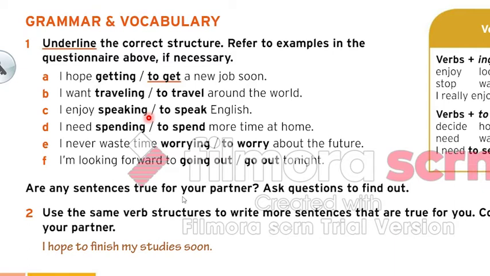All right? If you finish, let's check the answers. In letter B, it says I want. When we use the verb want, is the next verb in ing or in infinitive? In infinitive, very good. I want, here it is, to. I want to travel around the world. Then enjoy, we said that it was gonna be with the gerund form. That's why it's speaking. I enjoyed speaking English. Need, we said that need is with infinitive again. I need to spend more time at home.